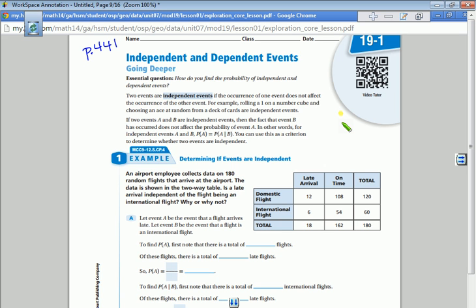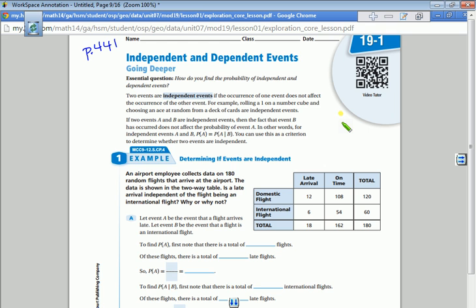For example, rolling a 1 on a number cube and choosing an ace at random from a deck of cards. Those are independent events. Because rolling the 1 on the number cube, does that have anything to do with pulling the ace out of the deck of cards? No. They are independent events. One does not affect the other.